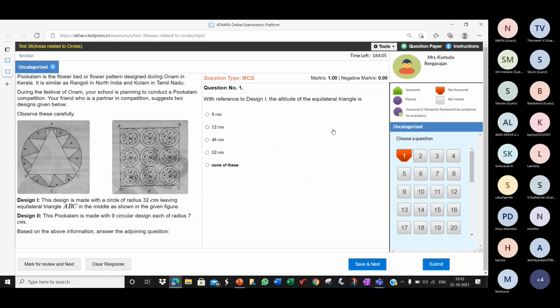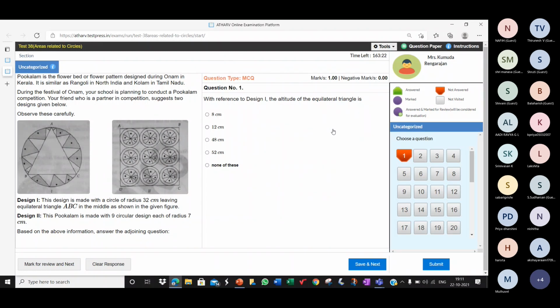I'll read the description given. So you can see that Pookalam is the flower bed or flower pattern designed during Onam in Kerala. It is similar to Rangoli in North India and Kolam in Tamil Nadu. All right, so those are the different names. The design made on the ground using different flowers is called Pookalam in Kerala, Rangoli in North India, and Kolam in Tamil Nadu.